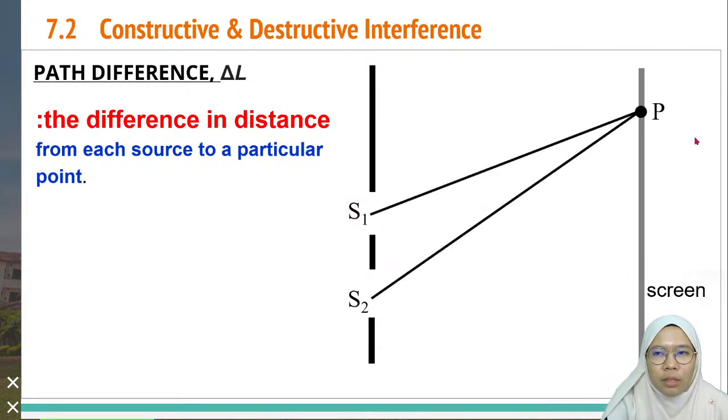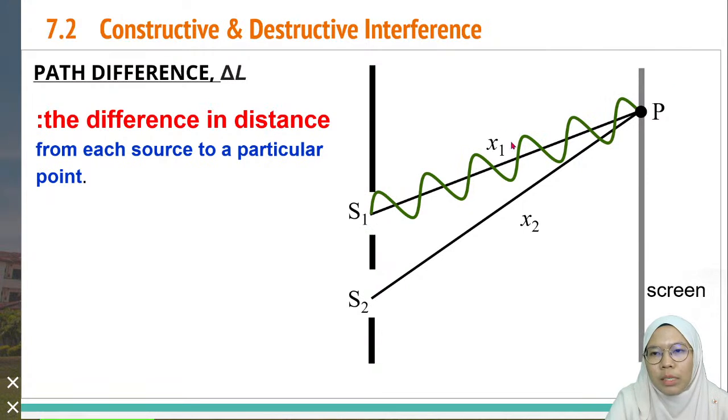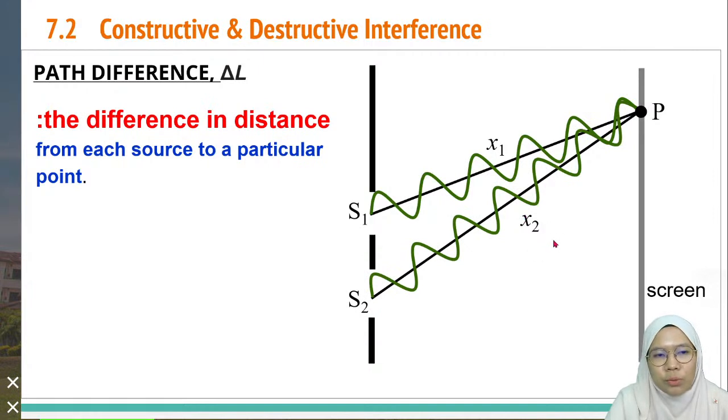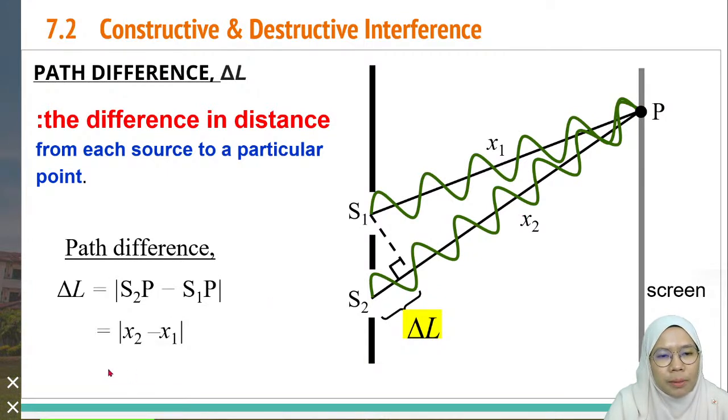The two waves meet at point P. The distance between S1 and P is x1, and the distance between S2 and P is x2. The path difference is delta L. How do you calculate it? We just subtract the two, so x2 minus x1. Here is how we are going to determine the path difference for constructive and destructive interference.